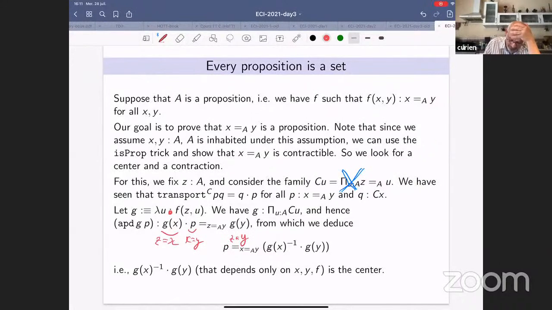So you see that if I concatenate these two, I get the path from z to y, and it's really not difficult to prove by properties of transport that applying in a dependent way the function G to the path p provides a proof that this equality holds. Hence, by inverting paths, we have a proof that p is equal to G of x inverse concatenated with G of y, because I can, of course, concatenate on both sides by G of x inverse. Here this cancels, so I get p, and here I have G of x inverse concatenated with G of y.